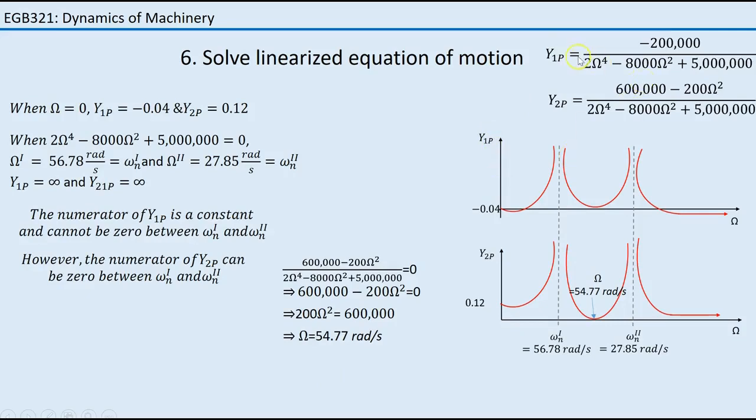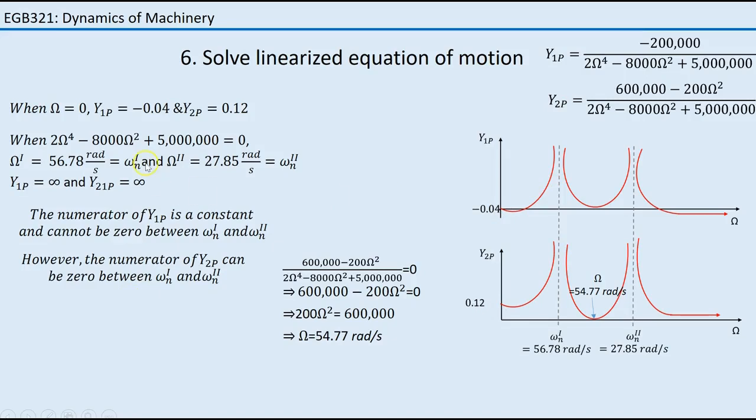Now we want to plot y1p and y2p against the force frequency. So the horizontal axis is the force frequency and the vertical axis represents the particular solution amplitude. We need to consider three cases. The first case is when the force frequency is 0. Once omega equals 0, from these two expressions we get the values of y1p and y2p, and we just want to plot these values qualitatively.